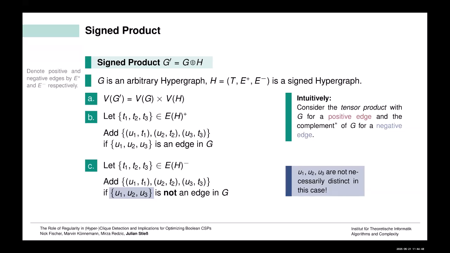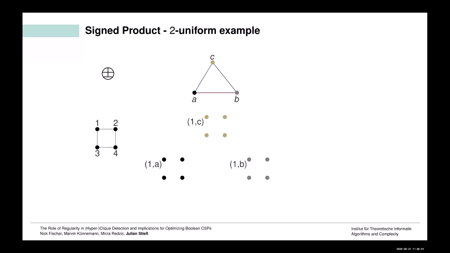So this works in general for any uniform hypergraph, and in fact, you can also apply it to two-uniform hypergraphs, which are just simple graphs, normal graphs. And in this case, I hope there's a small example that we can work through, which is the four-cycle and the triangle. The triangle is a signed hypergraph. It has one positive edge, two negative edges.